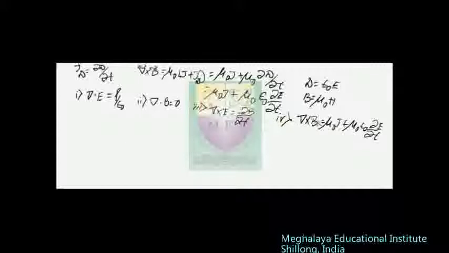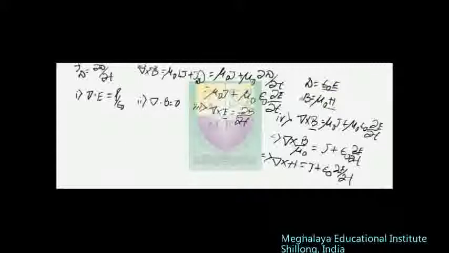Please don't make any confusion between B and H. B is equal to mu naught H. So if you write it in terms of H, you divide throughout by mu naught. If I divide by mu naught, this would be just J and this would be just epsilon naught del E del T. So the final expression is del cross H is equal to J plus epsilon naught del E del T. It's always better to remember in terms of B and E, and then you can easily replace it with D equal to epsilon naught E and B equal to mu naught H. And the value of c is nothing but 1 divided by root over mu naught epsilon naught.